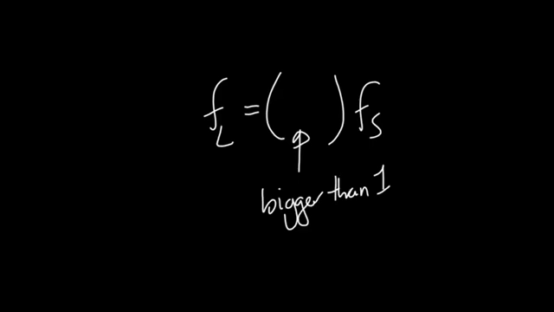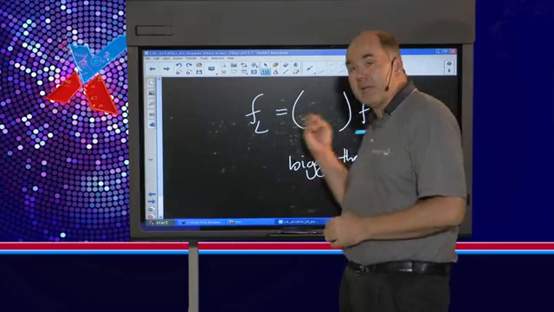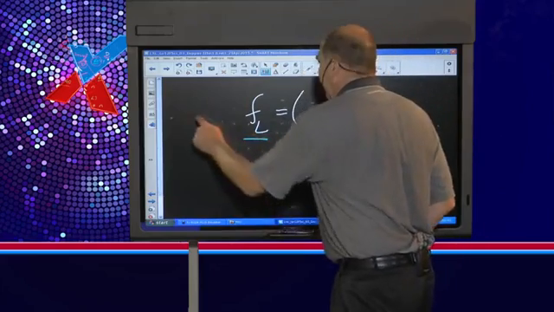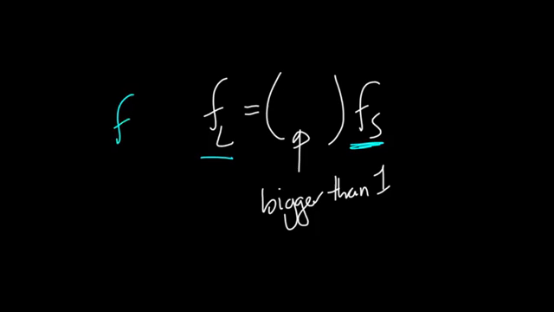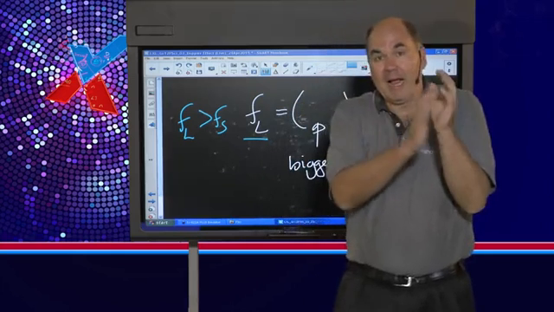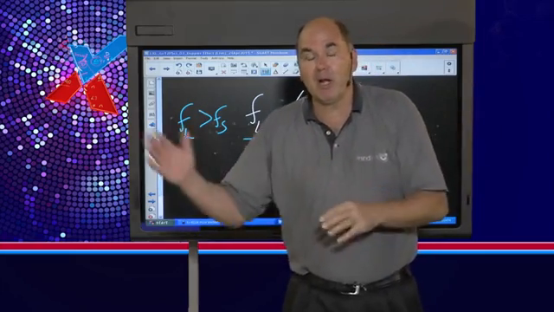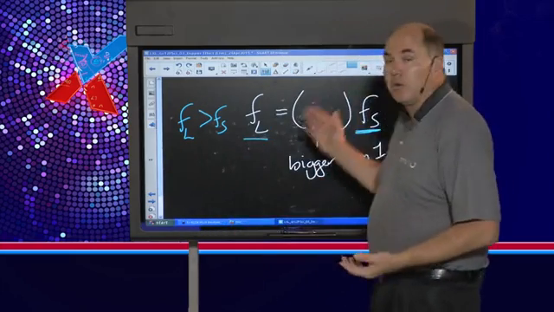Then this was the original frequency. So this is the original frequency. That's the source. And if the thing in brackets is bigger than 1, then the observed frequency is going to be bigger than the frequency of the source, because anything multiplied by a number bigger than 1 is going to be bigger. Okay? Because if we take bigger than 1, 1.5, so we start with 200, we multiply by 1.5, it's going to be bigger than 200.